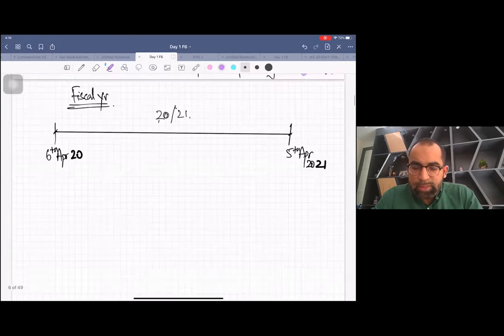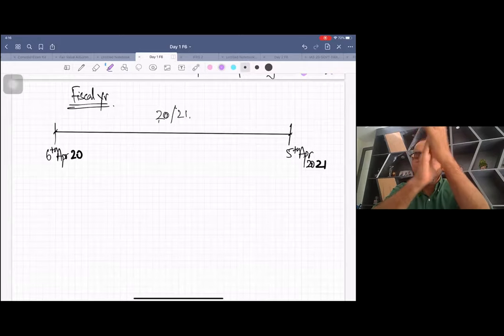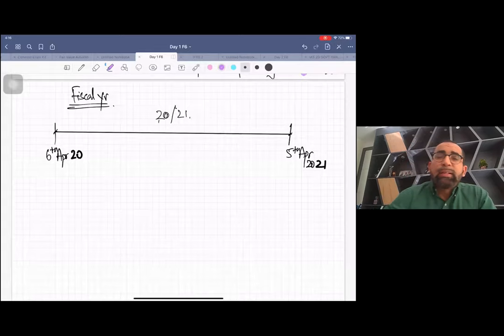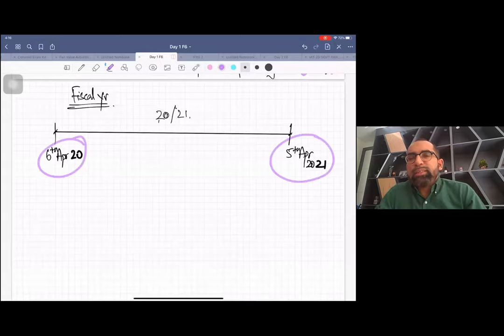Now, fiscal year means tax year. What is the definition of fiscal year? An individual pays tax for a fiscal year, right? Which fiscal year are we going to study and which fiscal year is going to be examined in June or September or December 2021 attempt? It's the 2021 fiscal year. So this fiscal year starts on 6th April 2020 and ends on 5th April 2021. This is your fiscal year.